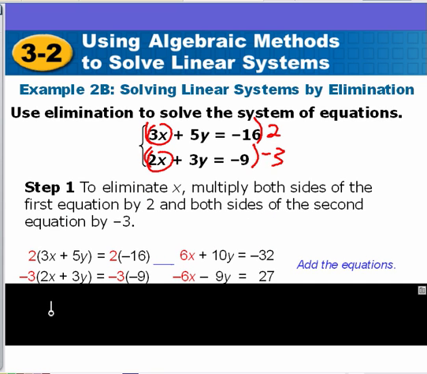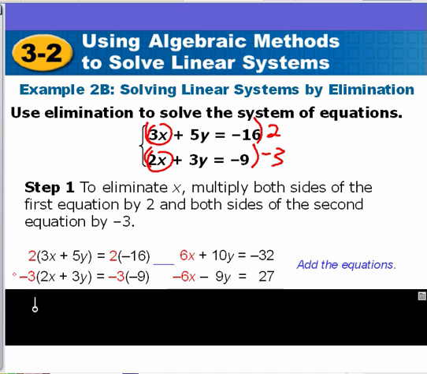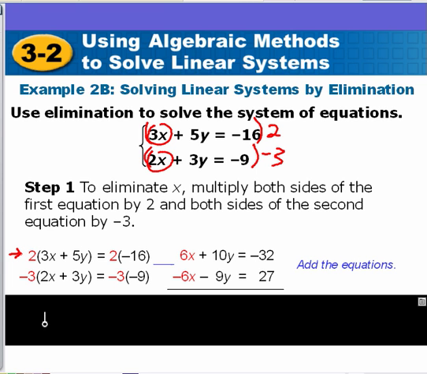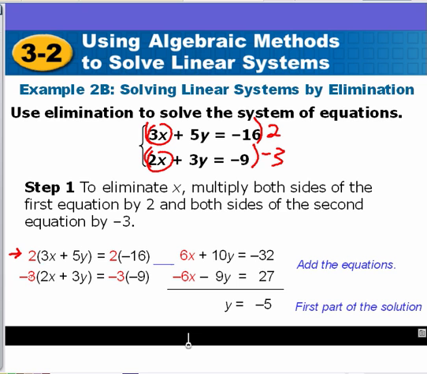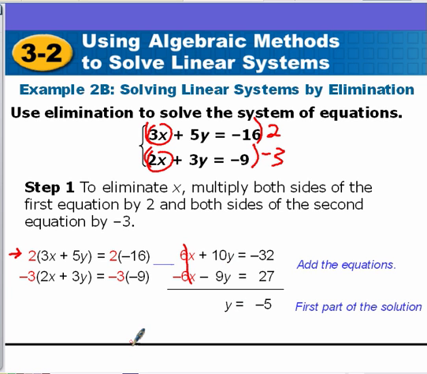So here we see multiplying the top equation by 2. That gives me 6x plus 10y equals negative 32. Multiply this by negative 3 to get negative 6x minus 9y equals 27. And now I add the two together. And this cancels out. 10 minus 9 is y. Negative 32 plus positive 27 is negative 5. So that made it pretty simple.